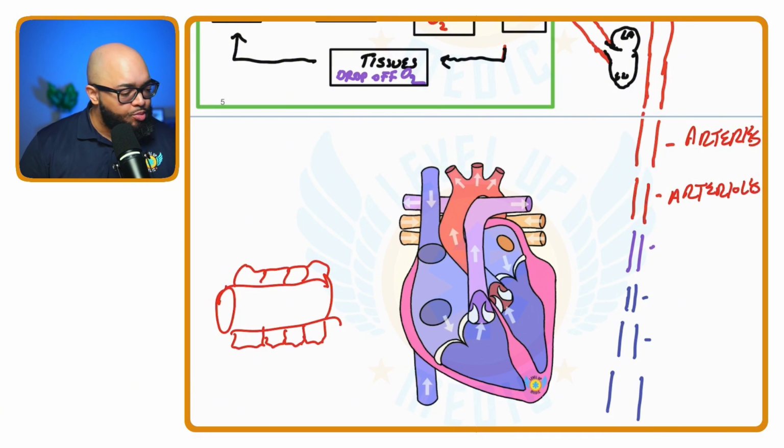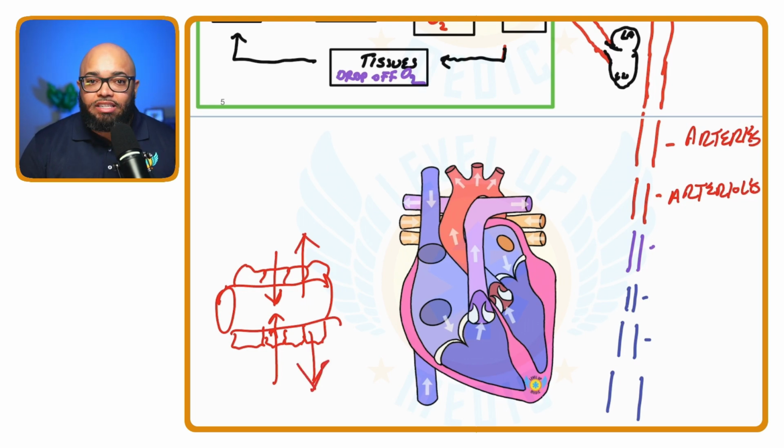Okay. And when that smooth muscle contracts, it actually causes this blood vessel to narrow. We would call that vasoconstriction. Or when the smooth muscle relaxes, the vessel dilates, and we call that vasodilation. Okay. Let's just talk about it for a moment.